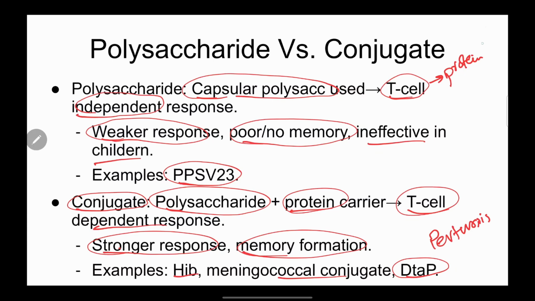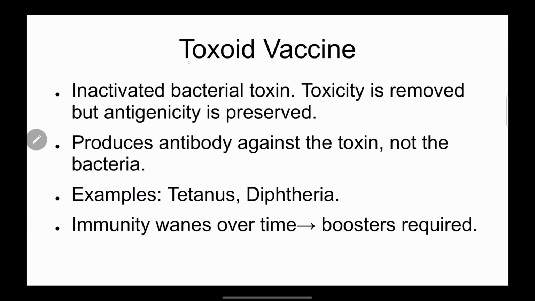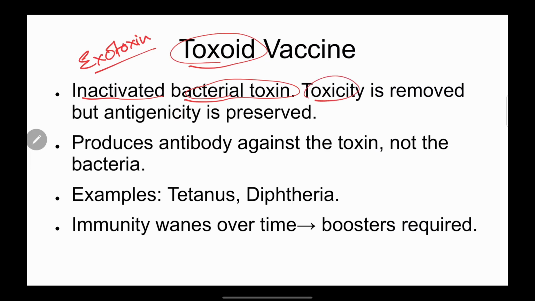Okay, next we have what is known as the toxoid vaccine. Toxoids are basically inactivated bacterial toxins. If you have studied micro, you know about your exotoxins, right? Exotoxins are very dangerous molecules produced by bacteria that can cause very severe damage to your body. Toxoid vaccines are inactivated bacterial toxins, so the toxicity part is removed, but the antigenicity is preserved. The antigen function is preserved, but the toxicity, the harmful part, is removed.